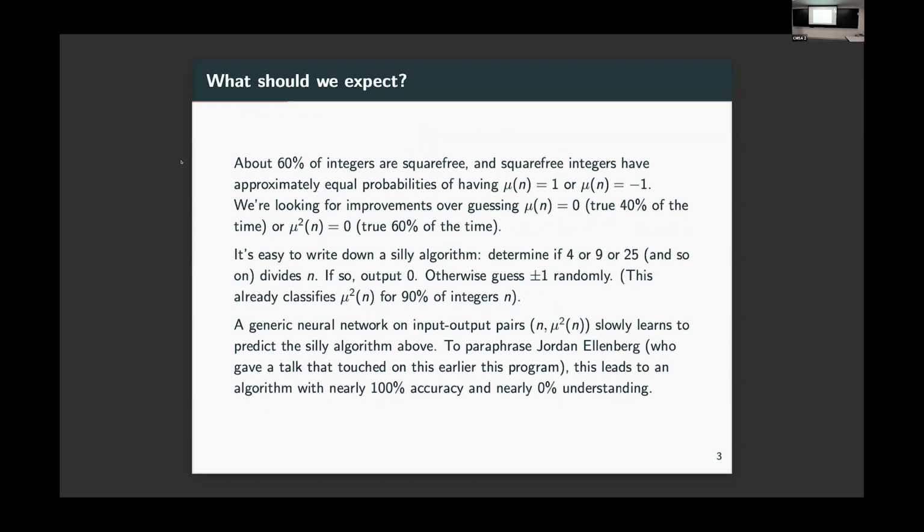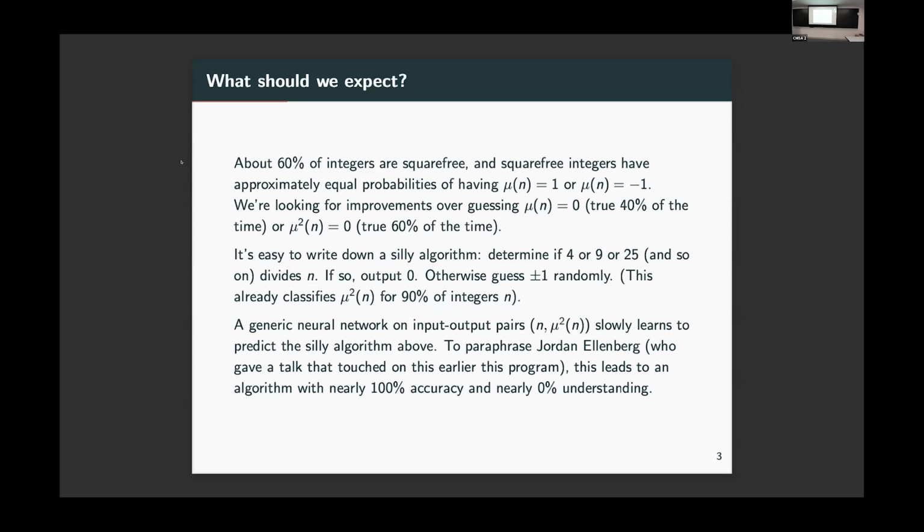But okay, so we're going to try to learn this with machine learning. What should we expect? So first, if you look at the density of integers that are square free up to n, about 60% are square free, 40% aren't square free. And of the ones that are square free, about 50% have Möbius value 1, 50% have Möbius value -1.